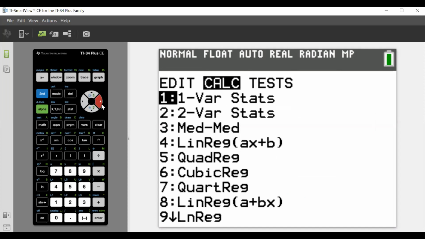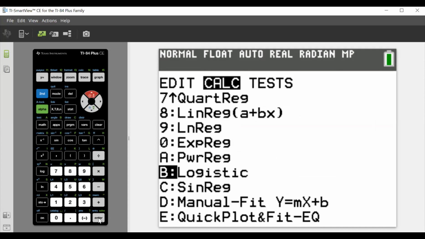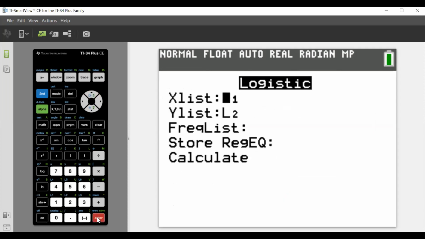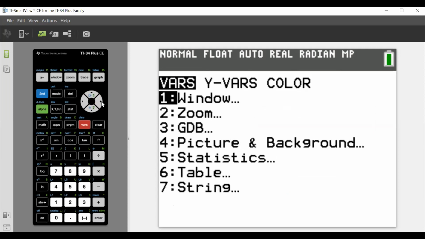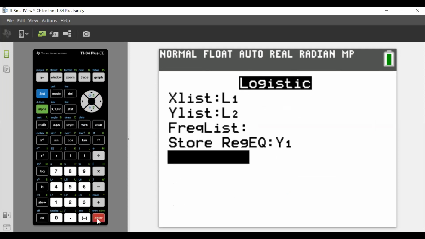So for logistic, you're going to arrow up to B and hit enter. Make sure you have L1 and L2 in the right spot. And then again, we're going to do our VARS. Go over to Y-VARS, and then we'll do 1 for Function, 1 for Y1, and enter and calculate.